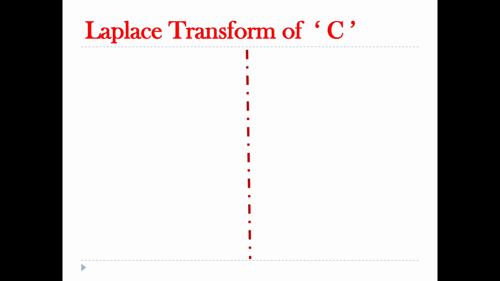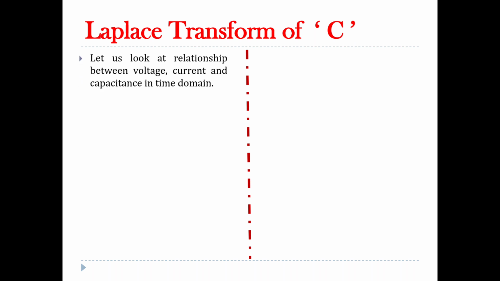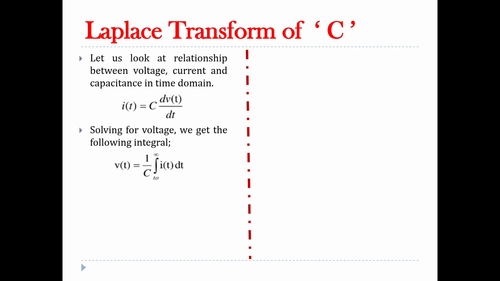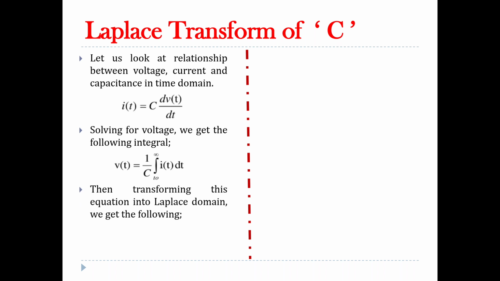For the Laplace transform of capacitance C, let us look at the relationship between voltage, current and capacitance in the time domain, which can be written as i(t) = C dv(t)/dt. Solving for the voltage, we get the integral v(t) = 1/C ∫ from t0 to infinity i(t) dt. Then transforming this equation into the Laplace domain, we get V(s) = (1/C)(1/s) I(s).